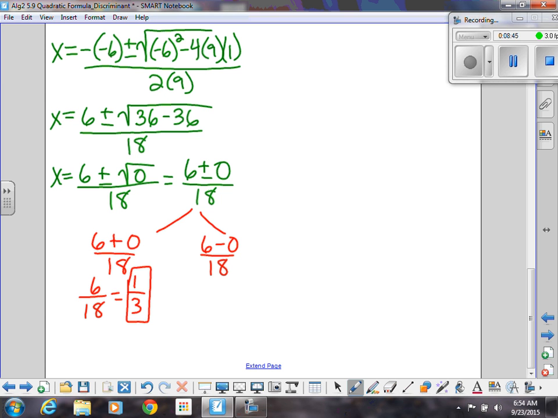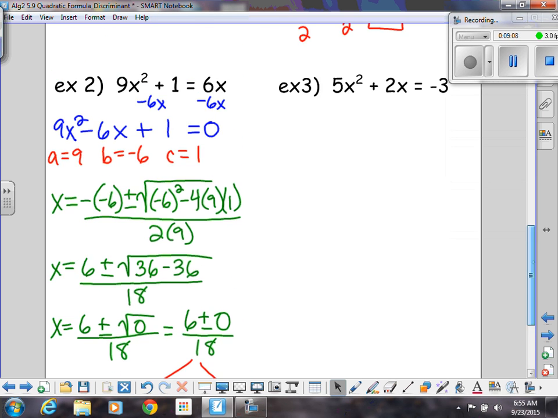So this is giving me 1/3. And then 6 minus 0 is just 6. And then 6 divided by 18 is also 1/3. So I got 2 answers, but they're the same answer. So we say that that's just one real solution because it's the same number. So that's how we would get that one type that only touches the x-axis once.